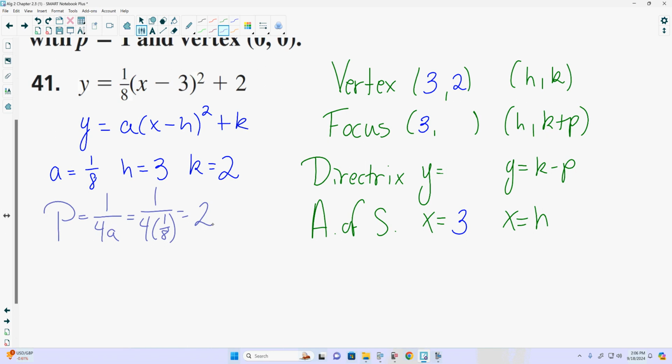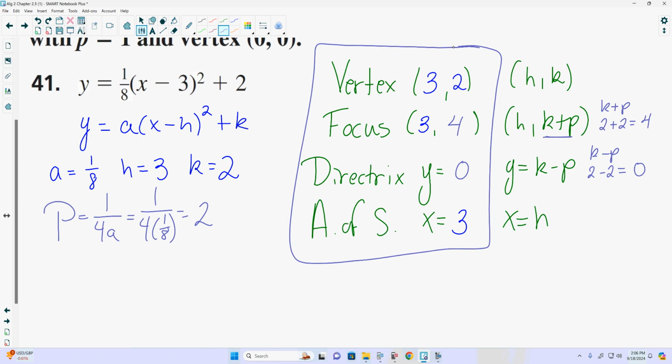Okay, now we can finish this out. Because for the focus, we have k plus p. So k is 2, plus p is 2, 2 plus 2 is 4. So the focus is the point 3, 4. Directrix, k minus p would be 2 minus 2, which is 0, so y equals 0. That's it.